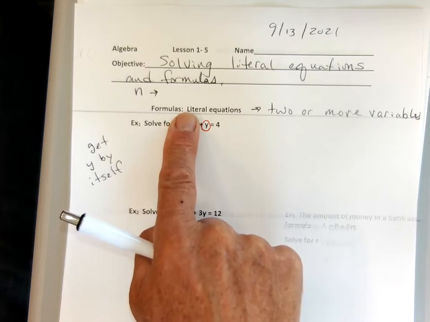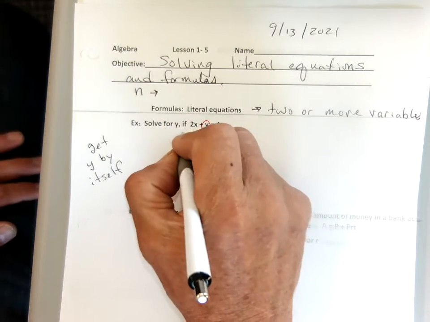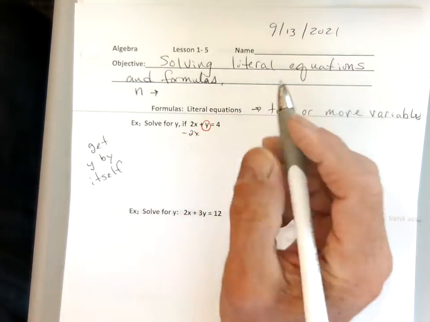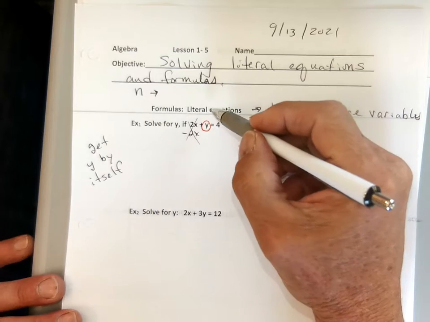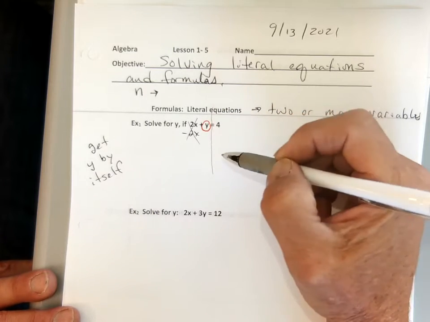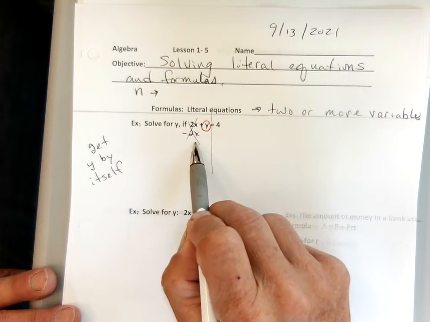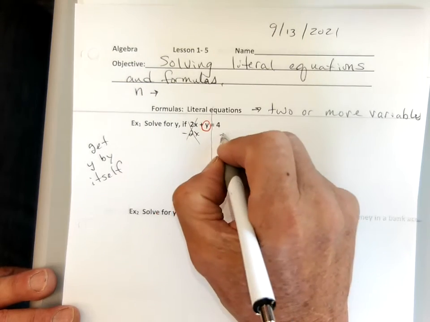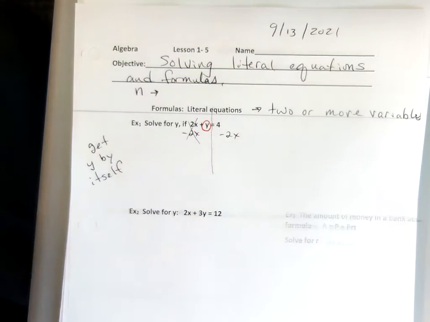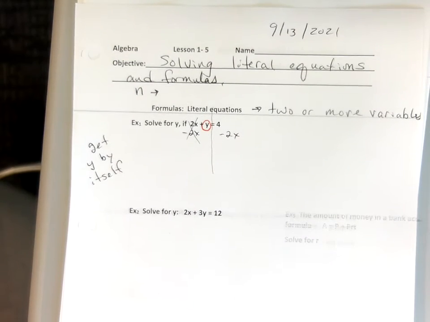y, correct? But to get rid of the 2x, I have to subtract it, because that's a positive 2x. 2x minus 2x is nothing. But in an equation, what you do to one side, you have to do the same thing to the other side. So if I go minus 2x, I've got to go minus 2x here. Okay, now I've got to make sure you didn't get this. 4 minus 2x is 4 minus 2x.